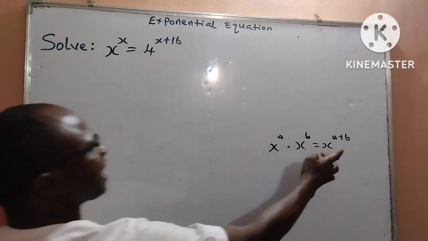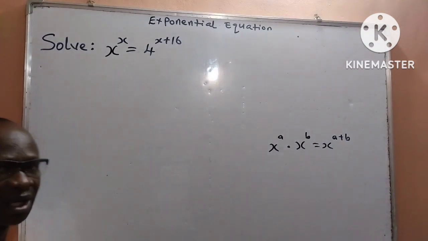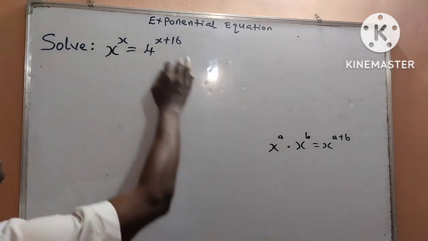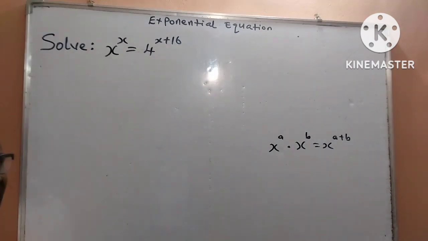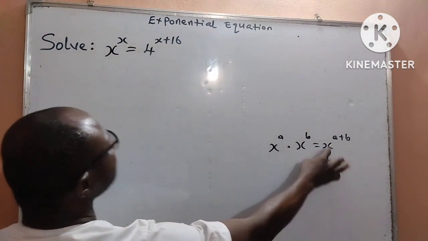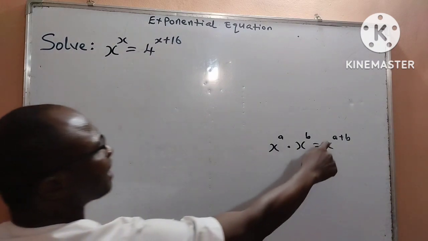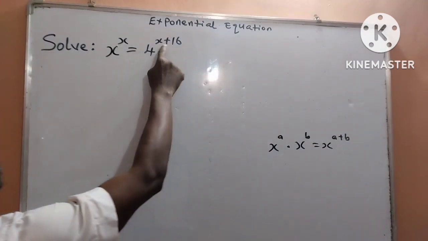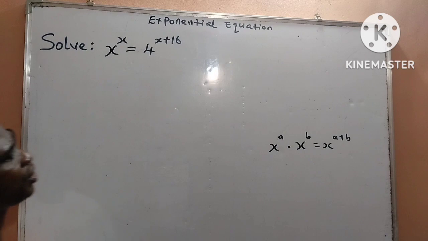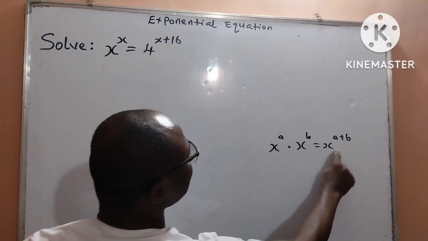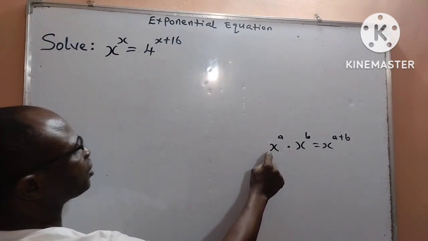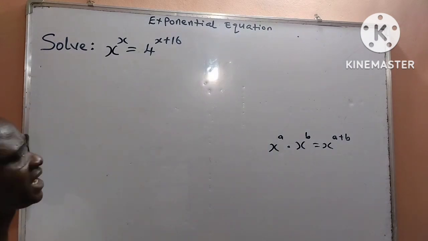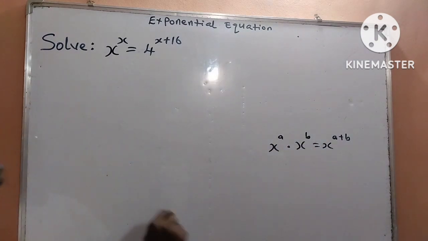Now, looking at what I have by the right hand side of this law of indices, it is exactly what I am given here. My x is 4 here. My a plus b is x plus 16. So, I am going to write this right hand side the way it is written in the left hand side, since two of them are equal.